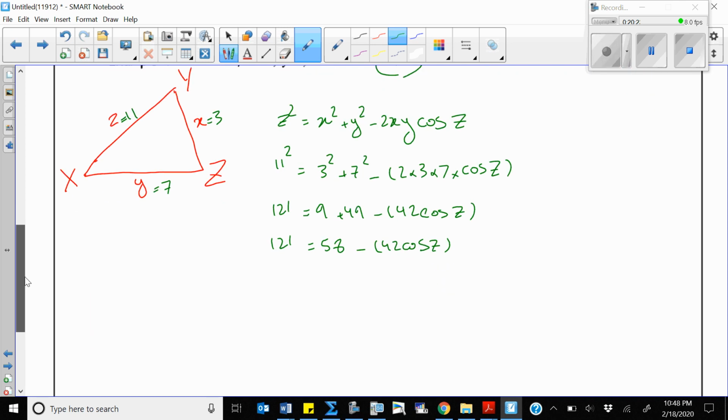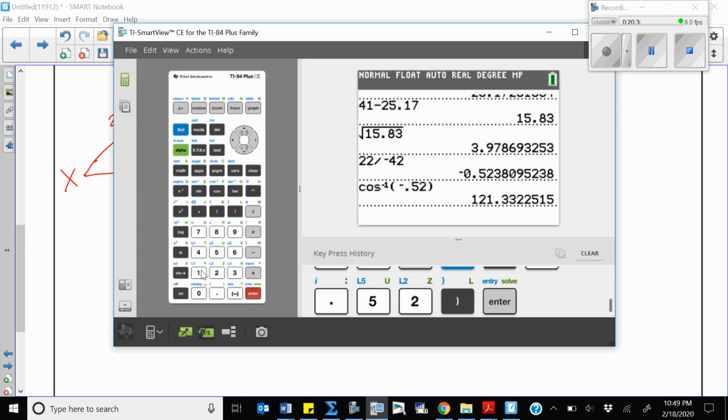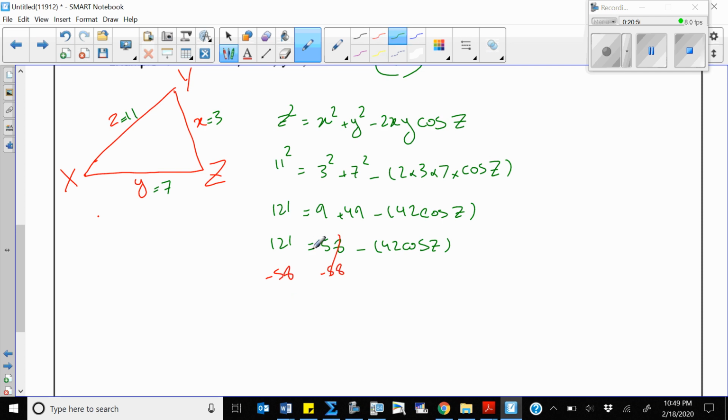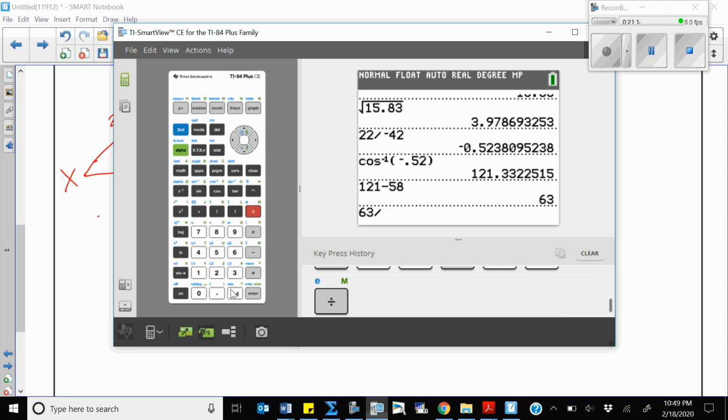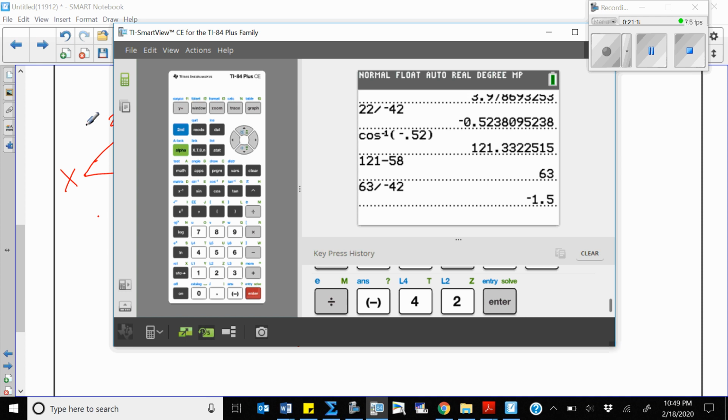Again, I need to solve for z, but first of all, solve for cosine of z. So get rid of anything we have around that. So subtract 58 from both sides. So on the left side, we are going to have 121 minus 58, which is 63. So I have 63 on the left side and negative 42 cosine of z on the right side. Then again, I divide by negative 42. 63 divided by negative 42 is equal to negative 1.5.